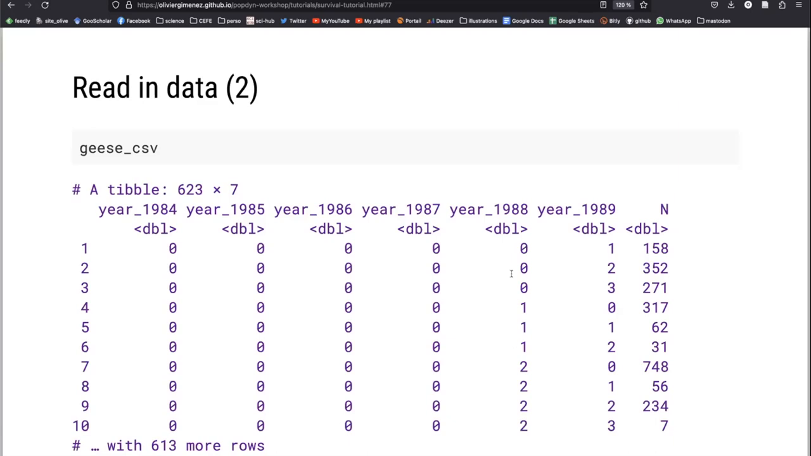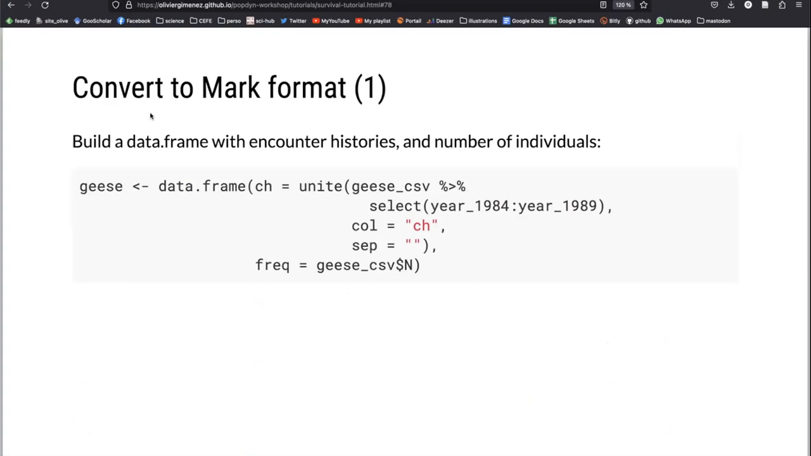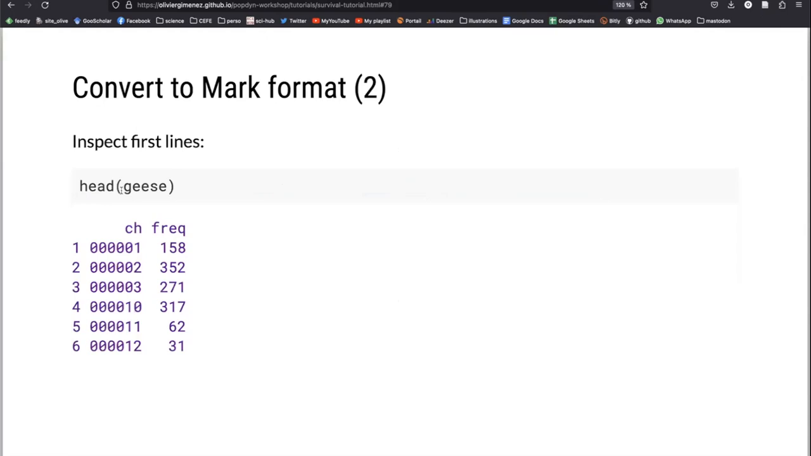Okay. Like yesterday, I first build a data frame with the number of individuals with a particular encounter history. So that's the second column in my data frame. And the first element of my data frame is this CH for capture history column, which is a character column with no separation. And I just take the zeros, ones, twos, and threes and put them all together in a single column. Okay. So I get this data frame with two columns, CH and FREC. And we see again that 158 individuals have this particular encounter history. Okay.